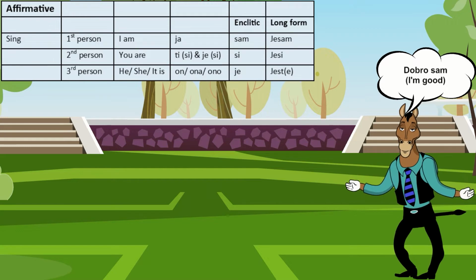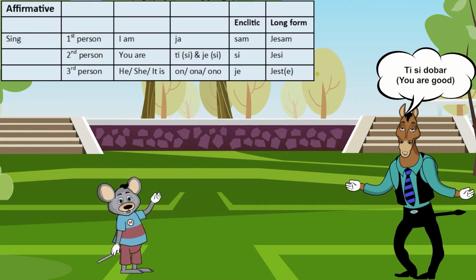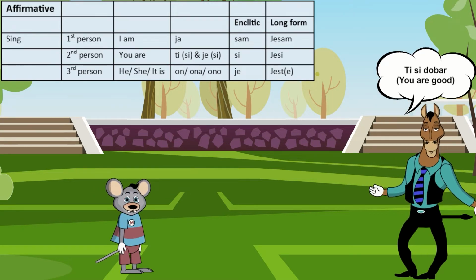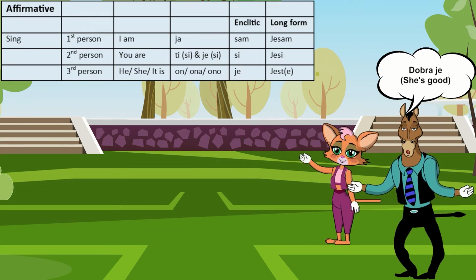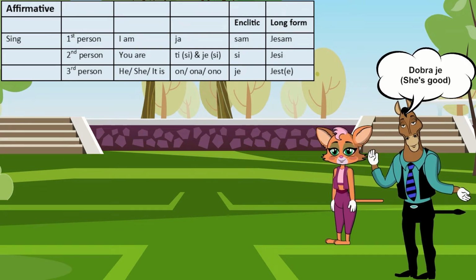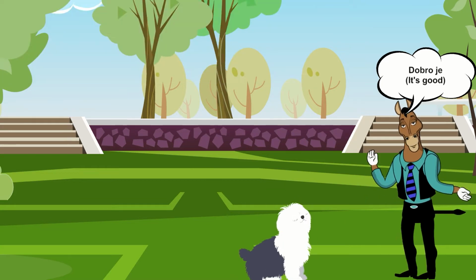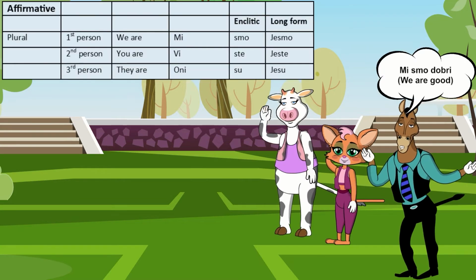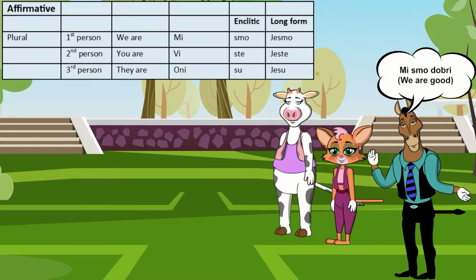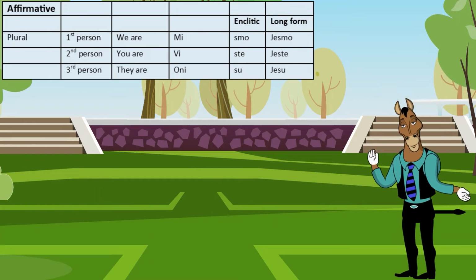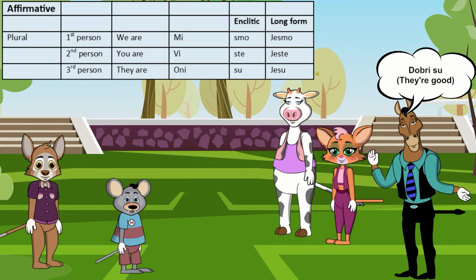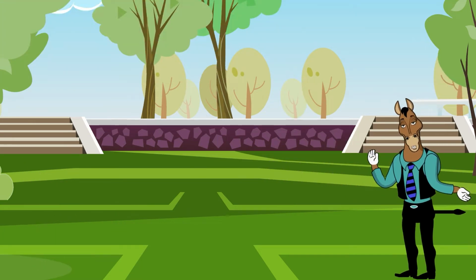Dobro sam. Ti si dobar. Dobar je. Dobro je. Mi smo dobri. Vi ste dobri. Dobri su. So now we can say I am.